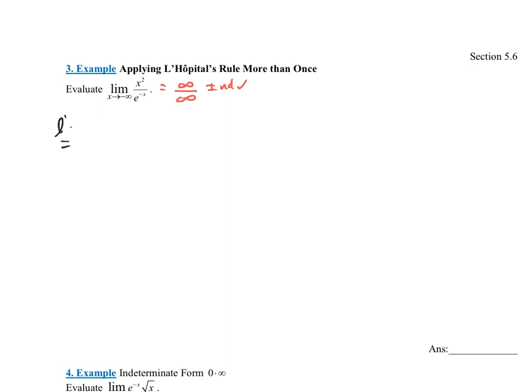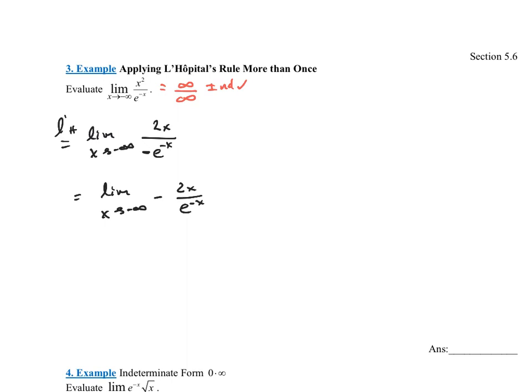So using L'Hopital's rule, what we know is this is equal to the limit as x approaches negative infinity of the derivative of the top. Well, the derivative of x squared would be 2x. And then the derivative of the bottom, well, the derivative of e to the negative x would be e to the negative x, but then you need the derivative of the exponent. The derivative of negative x is negative 1. So I'm just going to put the negative out in front there. Or if you want to see it a little more clearly, maybe you could write it as the limit as x approaches negative infinity of negative 2x over e to the negative x.